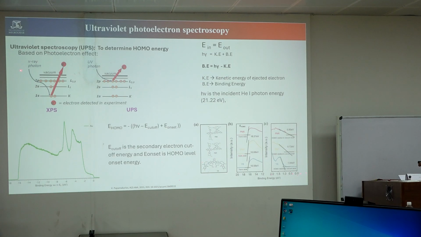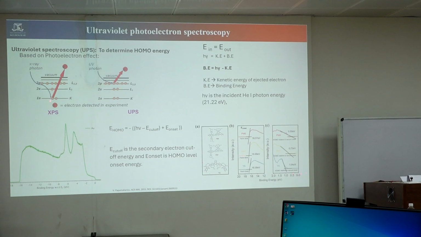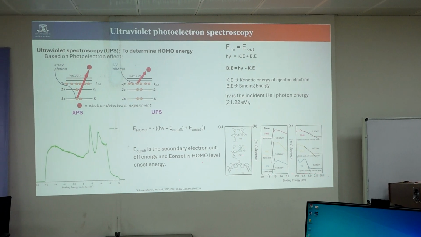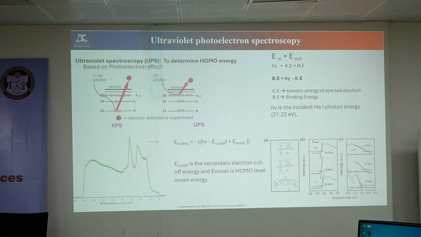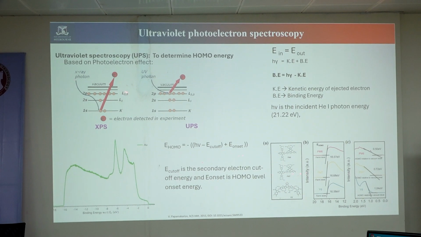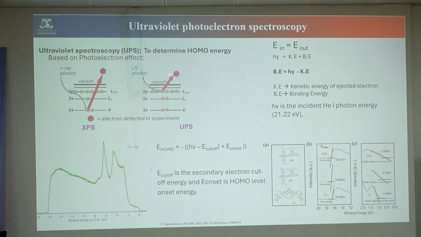When you have a higher energy X-ray photon, it will eject the core electron, the K shell. The K shell is a higher inner shell, and the inner shell electron will eject out. So we have complete information about the chemical nature, all the chemical information, that we get from the X-ray. But if we have a UV photon, then we only probe the valence band.